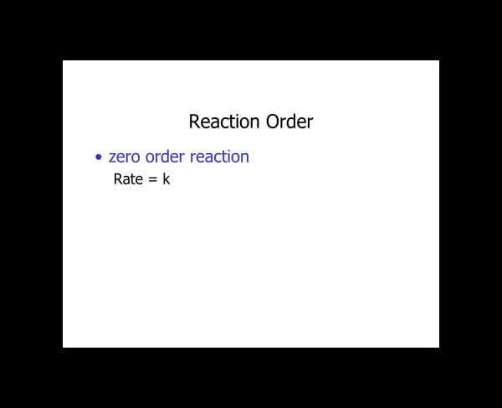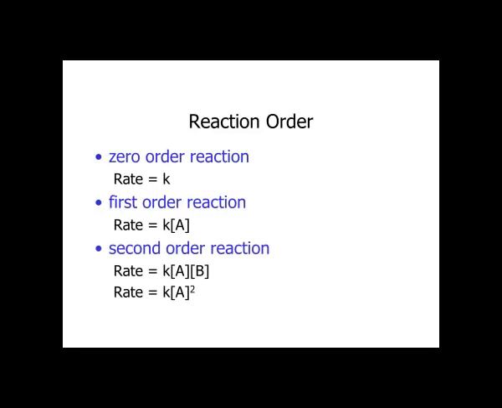Zero order reactions. A zero order reaction has the rate equal just to a constant. There is no concentration term. For a first order reaction, the rate is equal to k times the concentration of the reactant. There are 2 types of second order reactions. The rate can be equal to k times the concentration of A times the concentration of B, that is 2 reactants, or the rate is equal to the square of the concentration of A times the rate constant.